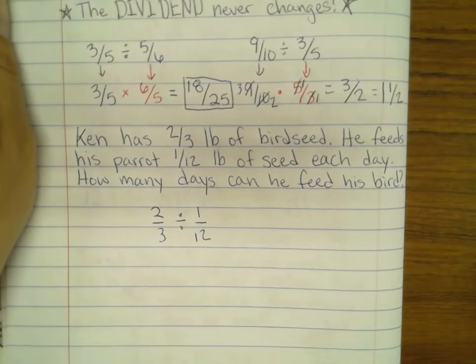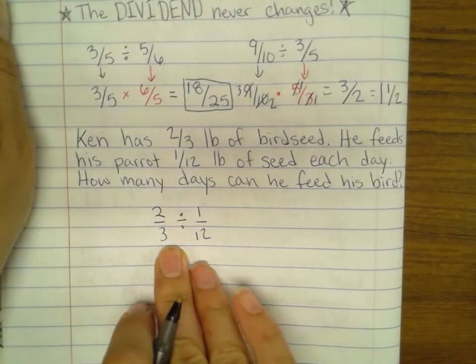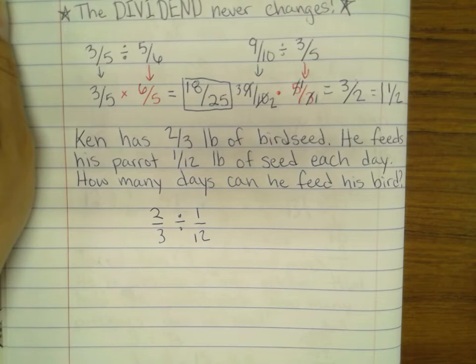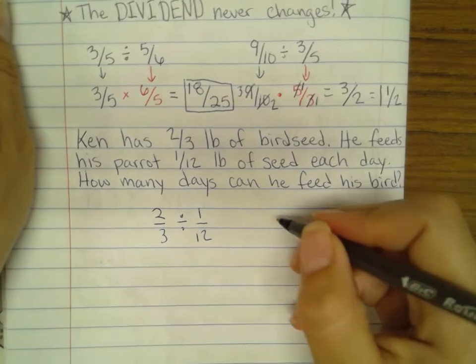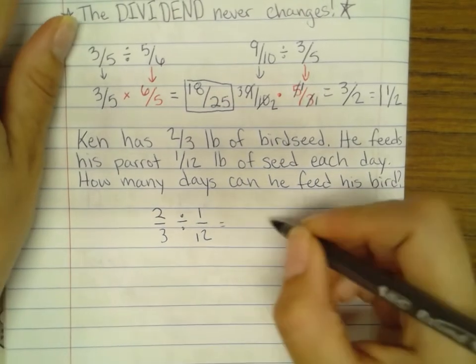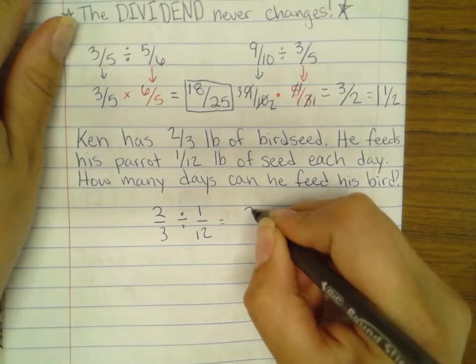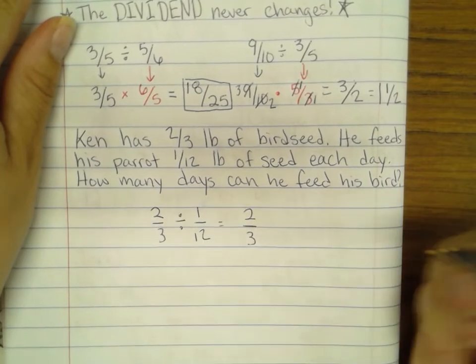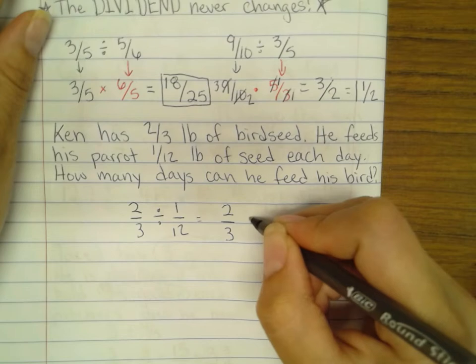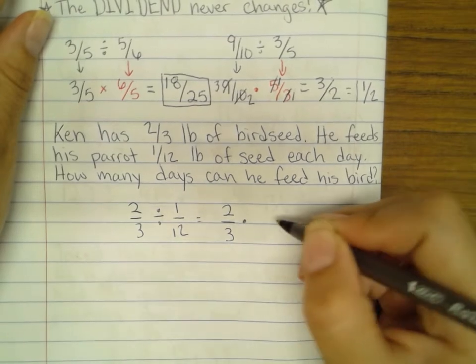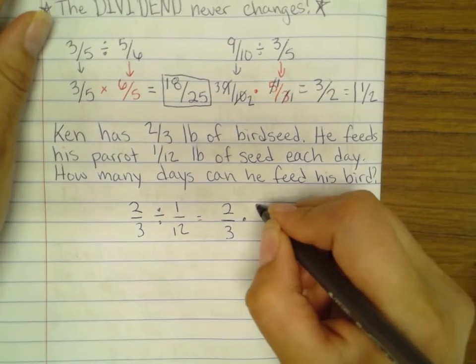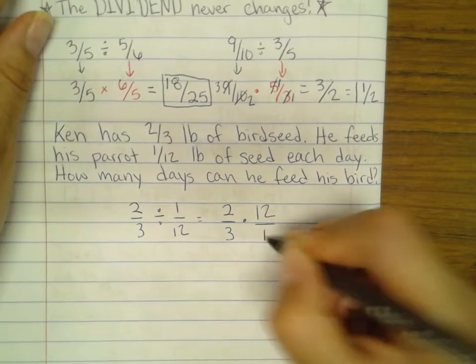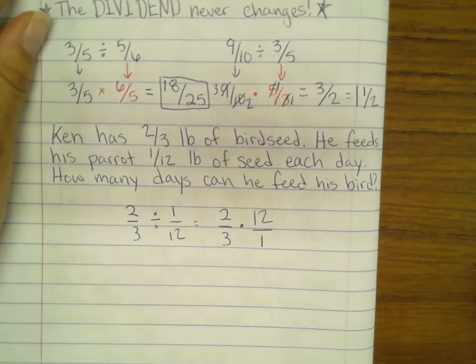All right, from here, as long as you set it up correctly, now the math isn't too hard. Keep the first. So I'm just going to rewrite it over here. Keep the first, so 2/3. Copy dot flip, or keep the first, flip the second. So this would be 12/1. Change the sign. Now I'm multiplying.